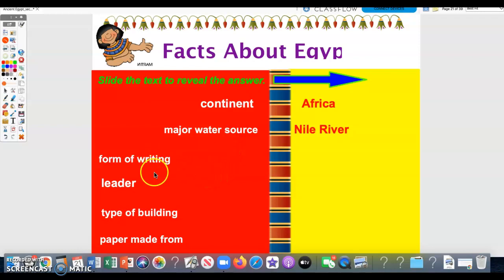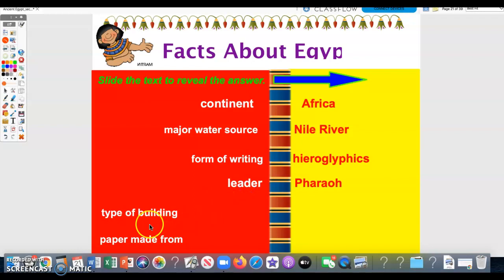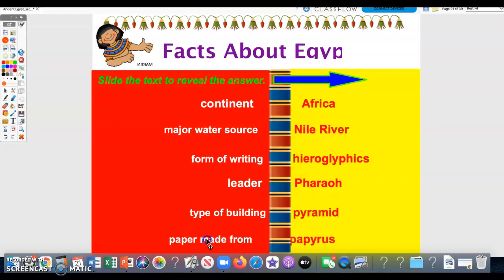The form of writing that we actually just finished a project doing that the ancient Egyptians invented that used pictures instead of letters. Hieroglyphics, very good. The leader of the ancient Egyptians, what was he called? The Pharaoh. The type of building that the ancient Egyptians invented that they used for the tombs to bury their pharaohs. A pyramid. And the paper that they invented came from a plant that grew along the Nile River. Do you remember what that plant is called? Papyrus. I just love saying papyrus. Kind of sounds like papaya, the fruit.